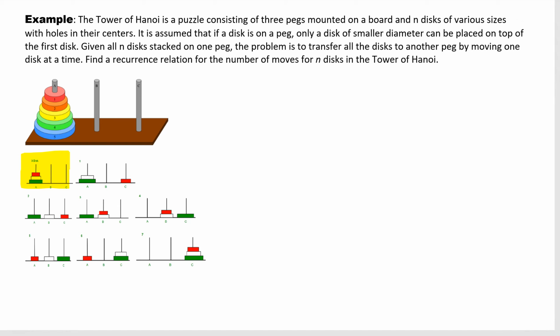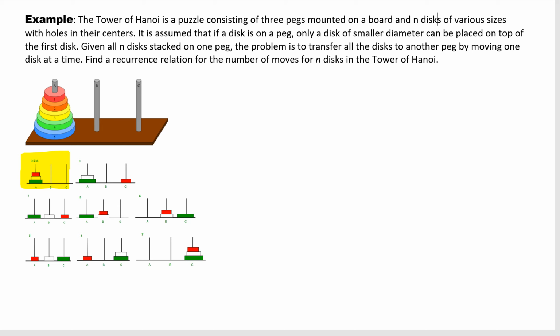Discs of various sizes with holes in their center. It is assumed that if a disc is on a peg, only a disc of smaller diameter can be placed on top of it. Given all n discs stacked on one peg, the problem is to transfer all the discs to another peg by moving one disc at a time. Find a recurrence relation for the number of moves for n discs in the Tower of Hanoi.